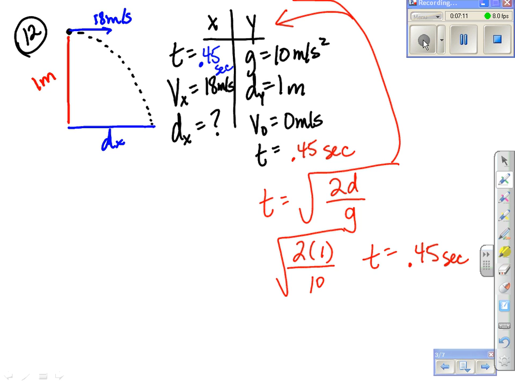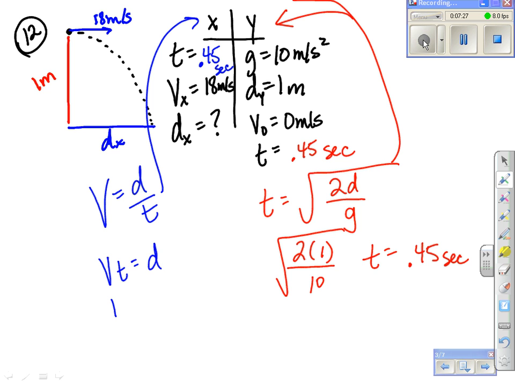Then the formula that I said you could use on the x side is only this one, d divided by t equals velocity. That's the only thing that can be used on this side. So that would mean that to find d, it would be v times t equals d. So 18 times our 0.45 seconds equals d. And if that's the case, then we would get an answer of 8.1 meters.